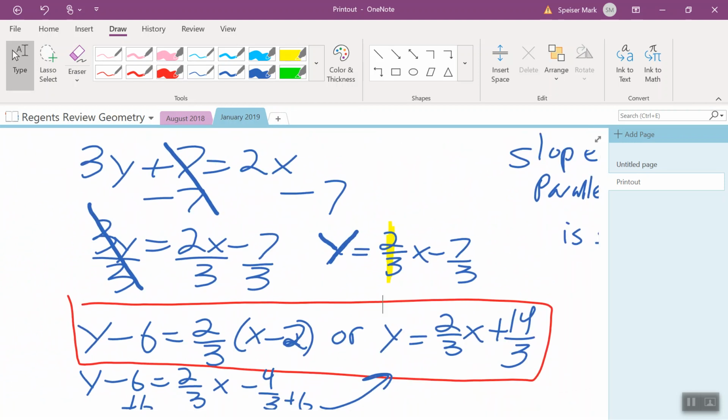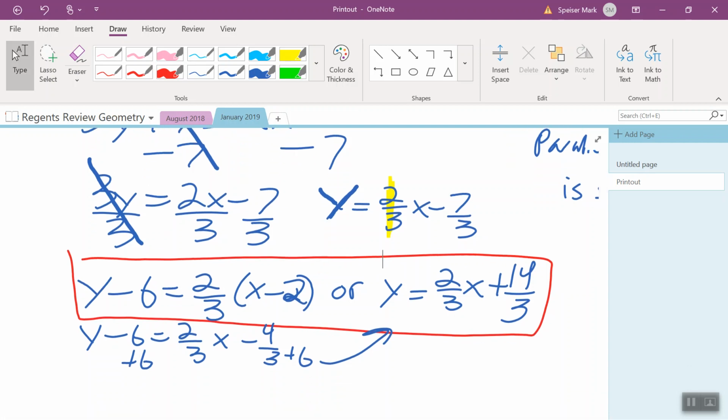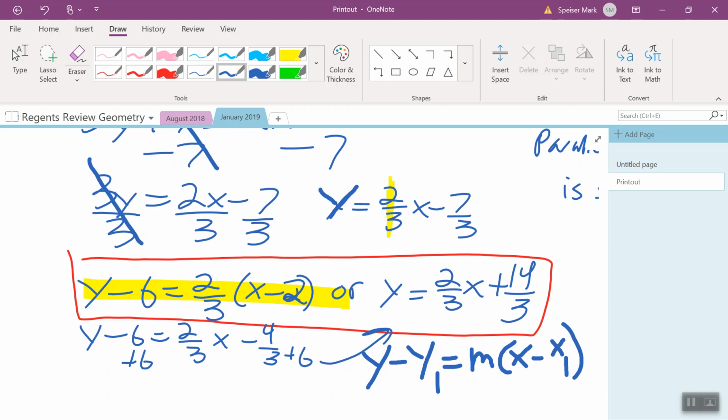So y minus 6 equals 2/3 times x minus 2. Or you could rearrange that equation by adding 6 on both sides and then multiplying by 2/3. Or first multiply by 2/3, get 2/3 x minus 4/3 and add 6. Get 2/3 x plus 14/3. There are other ways of solving this equation, but this is the simplest method of writing a solution using the form of y minus y1 equals m times x minus x1, which is point slope form.